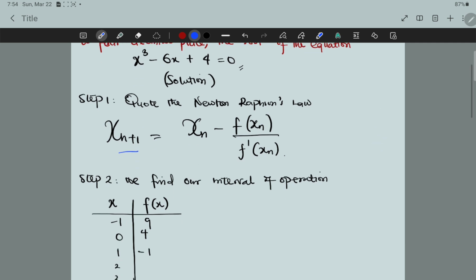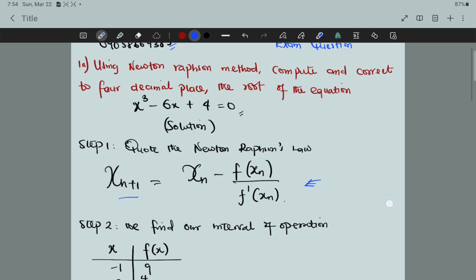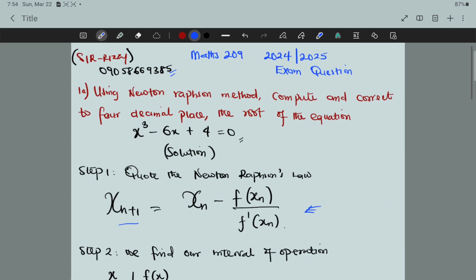First of all, we have to quote the Newton-Raphson's law, which says that x_{n+1} is equal to x_n minus f of x_n divided by f prime of x_n. Very interesting for us to note. Now, if you look at the question properly, you discover that there was no interval of operation given.